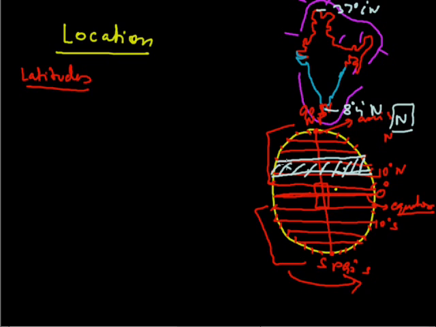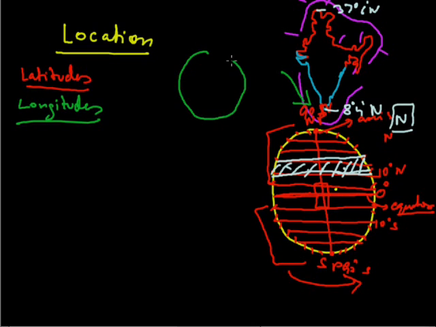So for that we made another set of lines known as longitudes. Now just see Earth from the north side. Like this is Earth. We are seeing Earth from the north side. So this is the North Pole.